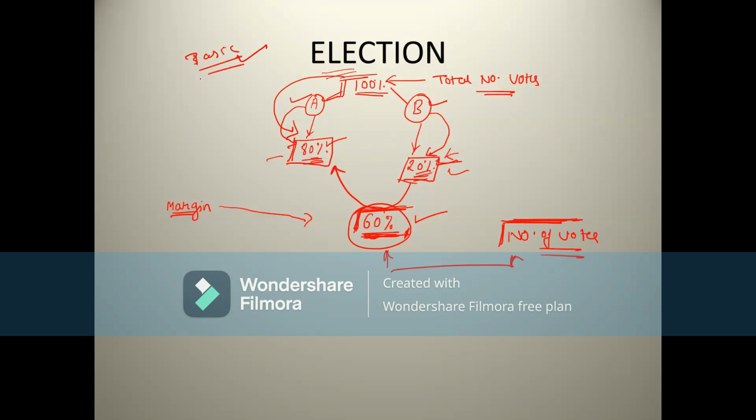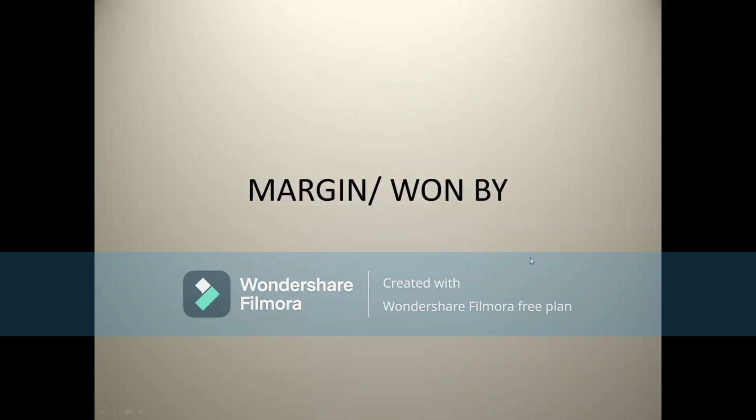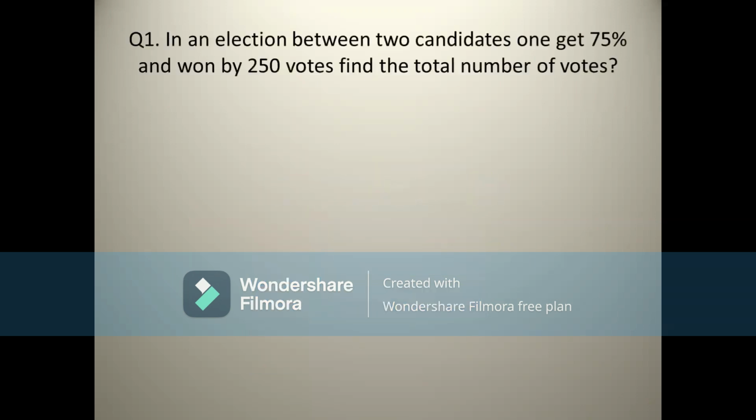So we will be dealing with the very first question. These are the types of election questions. First, margin based questions. Second, finding the winner's or loser's votes. And third, valid and invalid votes. First type, we will start with margin.